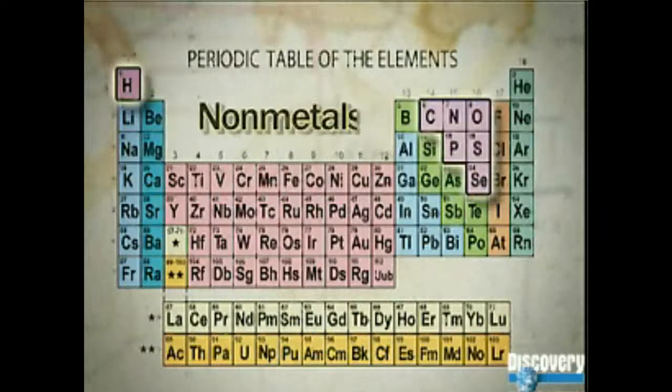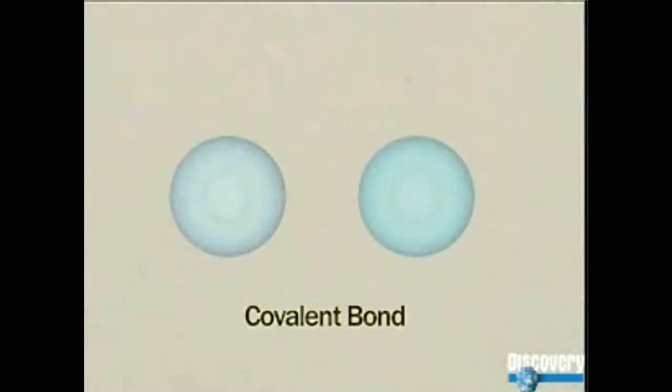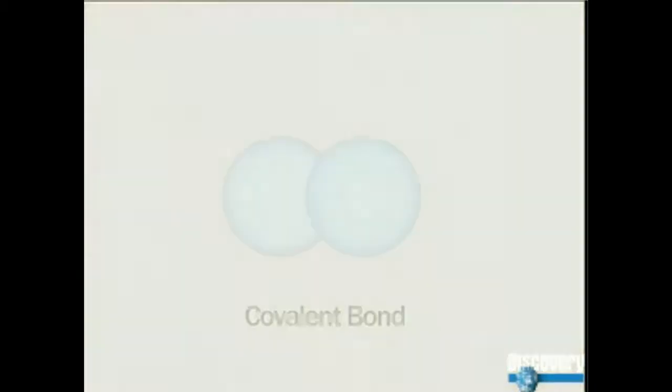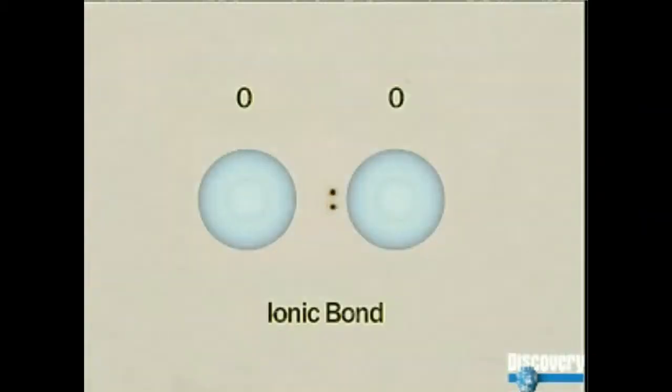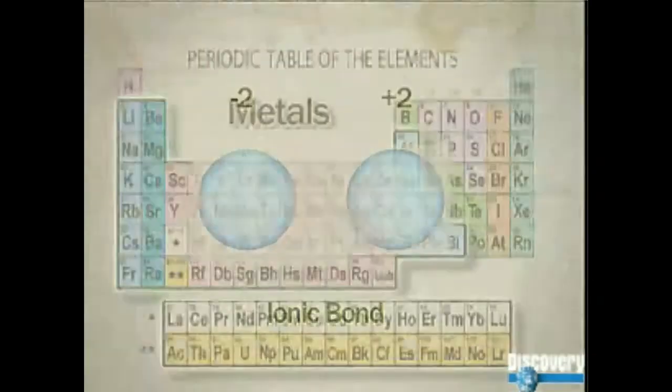The type of bond a nonmetal forms depends on its own valence electrons and on the type of element with which it is bonding. Generally, nonmetals will share electrons with other nonmetals in a covalent bond and take electrons from more electropositive metals in an ionic bond.